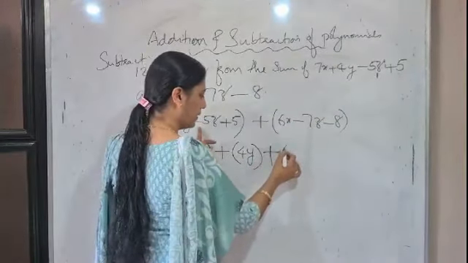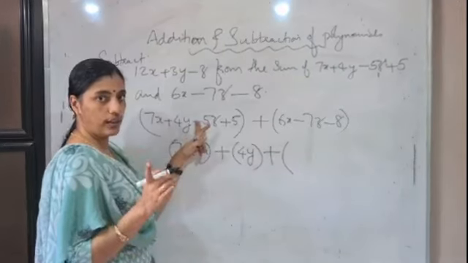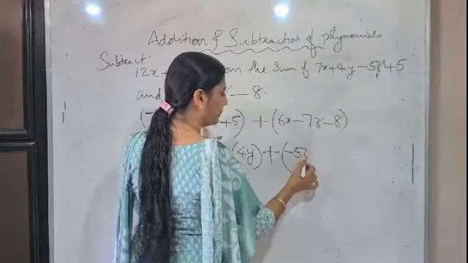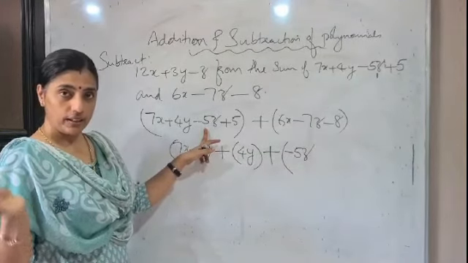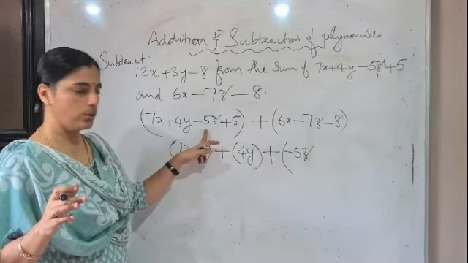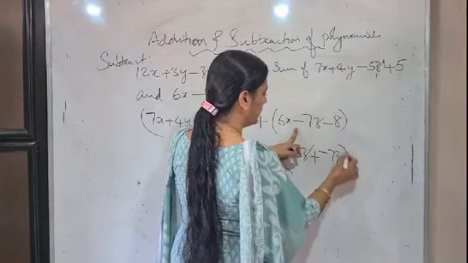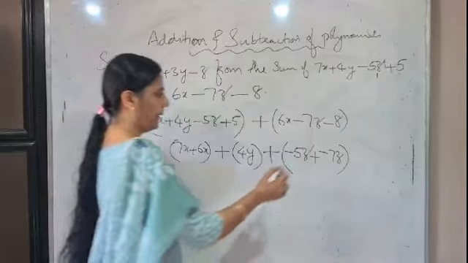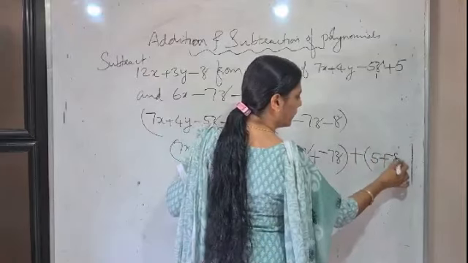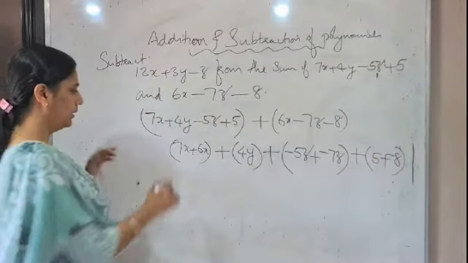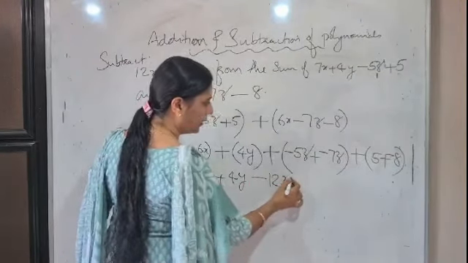Next plus. Since I am writing everywhere plus, you have to take the sign also. Not only the number, the sign also. Negative 5z. Got it? So no confusion. You take everywhere the connection link as plus. But when you are taking the number, you have to take the sign also. Negative 5z here plus negative 7z. Plus, this is 5 plus this is negative 8. Now 13x plus 4y, this is minus 12z minus 3.